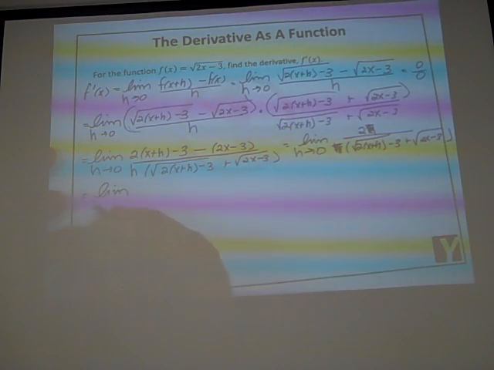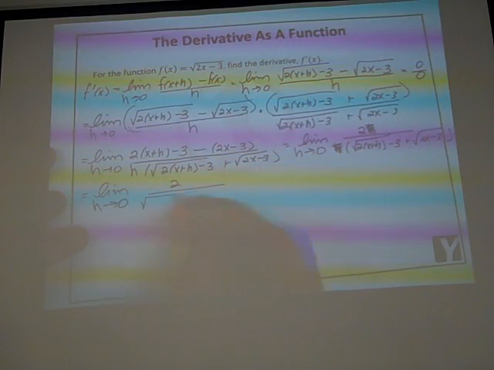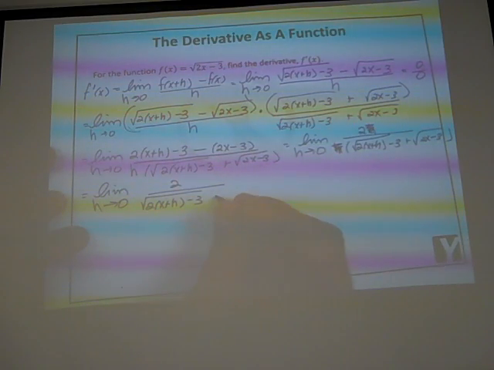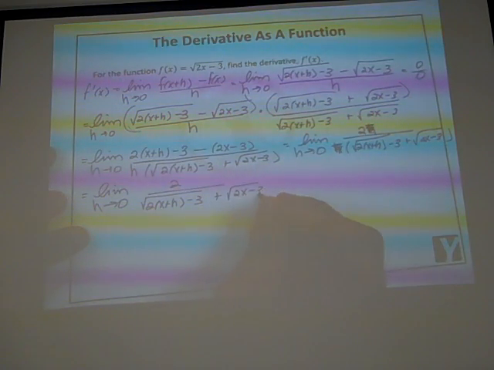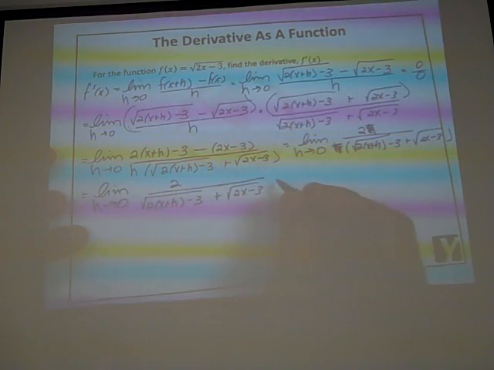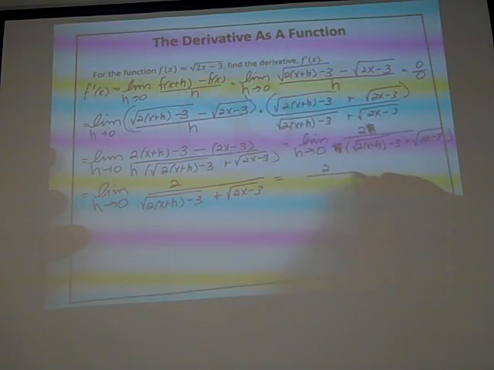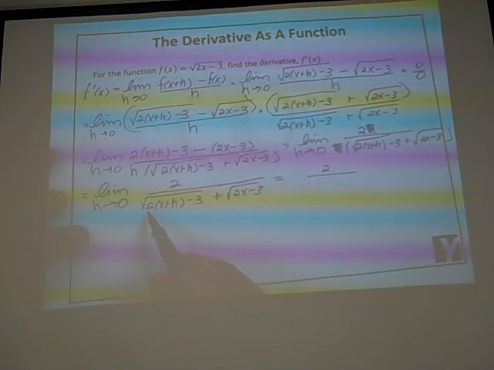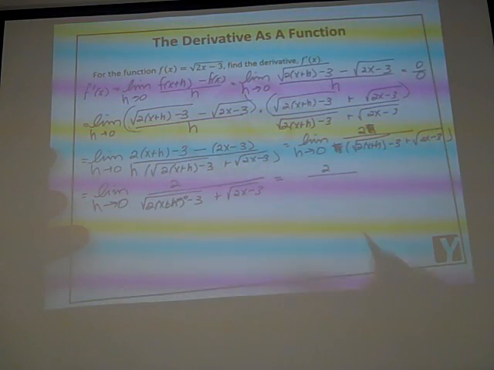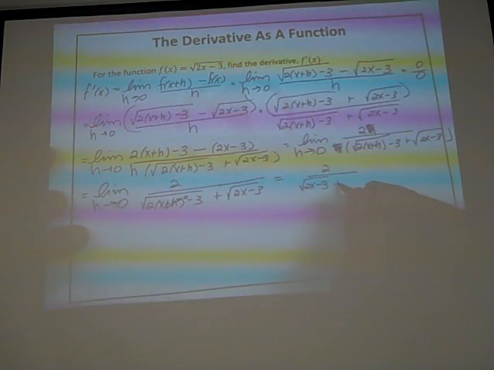If I just want to rewrite this, it's the limit as h approaches 0 of 2 over the square root 2 parentheses x plus h minus 3 plus the square root of 2x minus 3. Hold on, you made it through the hard part. We're almost done. Now take the limit as h approaches 0. The numerator stays 2. The denominator, 2 times x plus h is getting closer to 0. We have square root 2x minus 3.